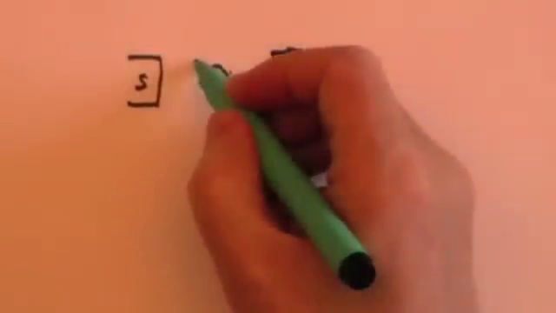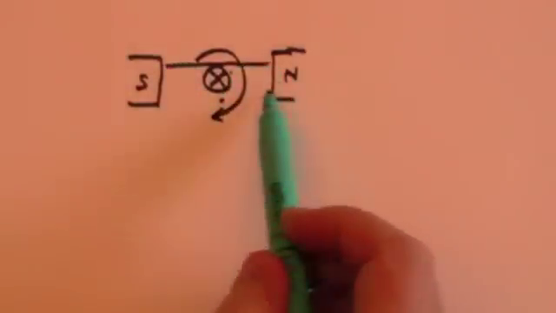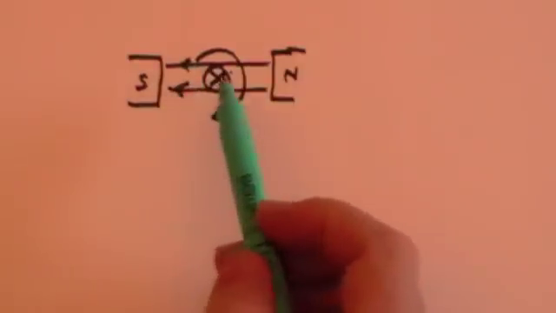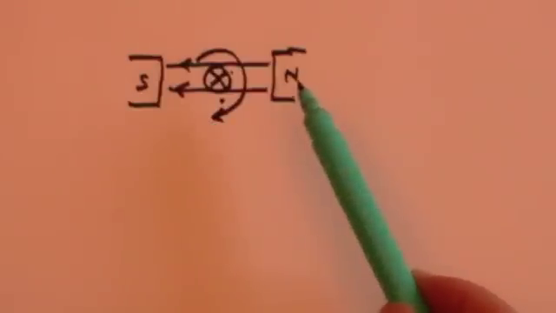If I've got the current going down, I use my thumb pointing down, and the fingers curl round clockwise, so the field around the current is going round in this direction. But there is also, of course, a field between the north and south poles of the magnet here. So I've now got two magnetic fields: a magnetic field that is going round the current in the wire that's going into the paper, and a field that's going from north to south in the magnet itself.